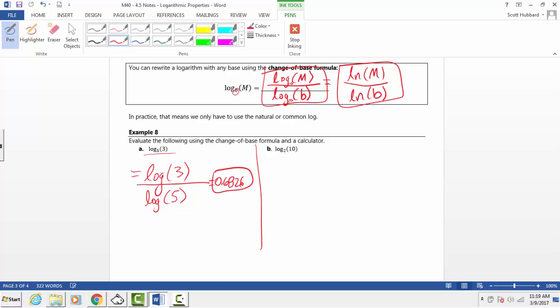Just to help you identify, remember, the input here is what goes on top. And this b is the base, so it's on the bottom. So b is base, is bottom.